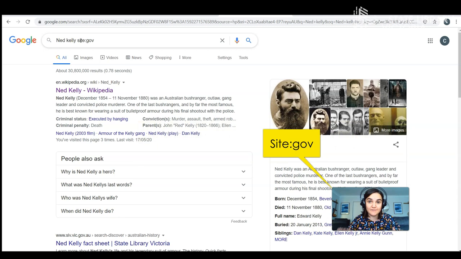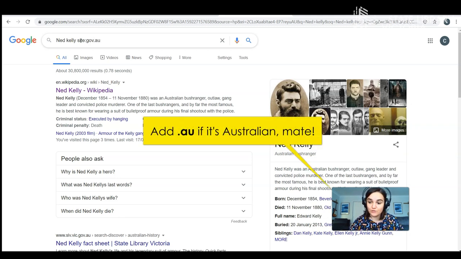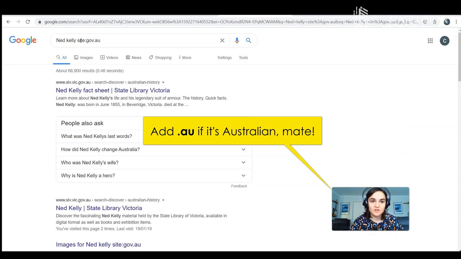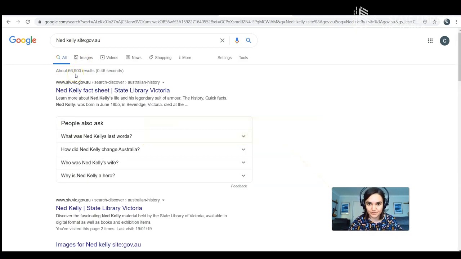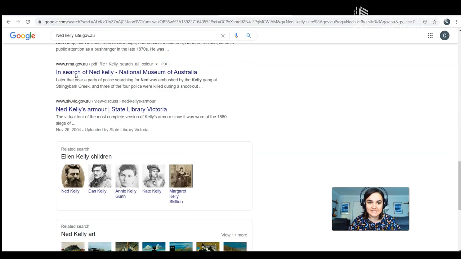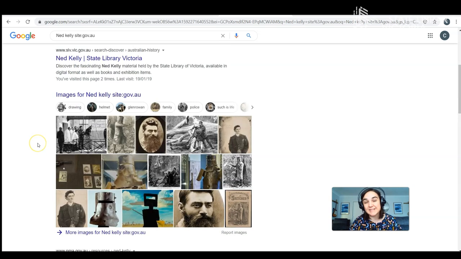I only want to see government websites relating to Ned Kelly because I know they're going to be a little bit more reliable. Now, Ned Kelly is also Australian, so I'm also just going to pop AU there as well. So let's see how we go with that. So now we've only got 66,000 results, and all of the websites that I see are all going to be government websites. So I've got rid of millions, literally millions, of .com websites that probably don't have reliable information on them, and I wouldn't want to be using them in my assignment because I can't be necessarily sure that they're going to contain reliable, fact-checked information.